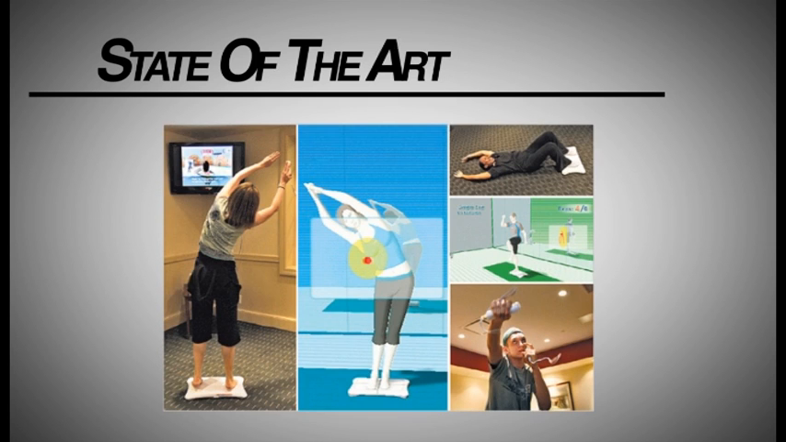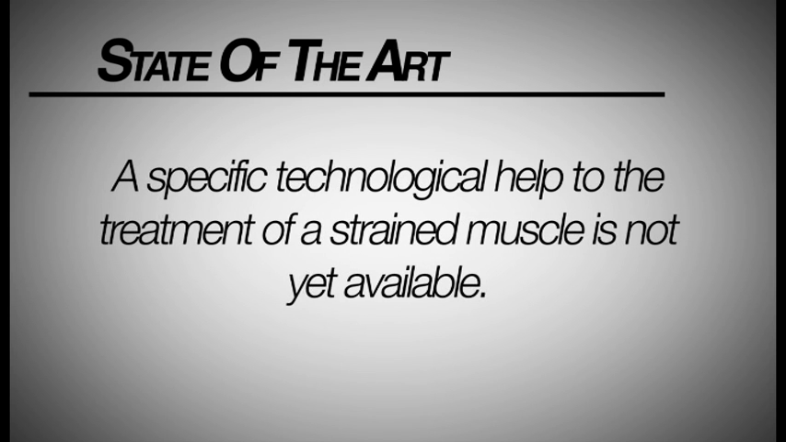There exist technologies that help people rehabilitate from the injury. An example is the Wii Fit Board, where one can do different exercises that help the rehabilitation of an injury. But a specific technological help for the treatment of a strained muscle is not yet available.